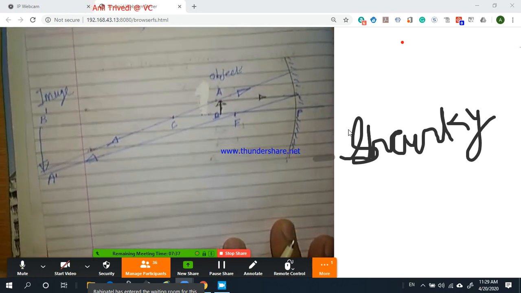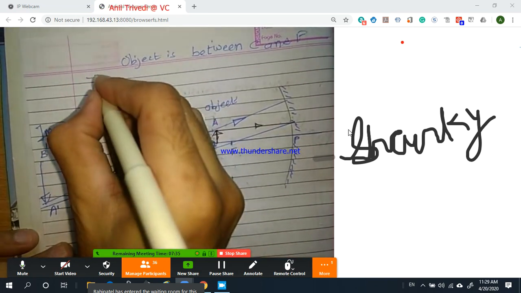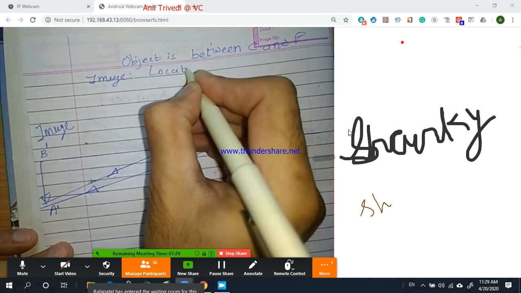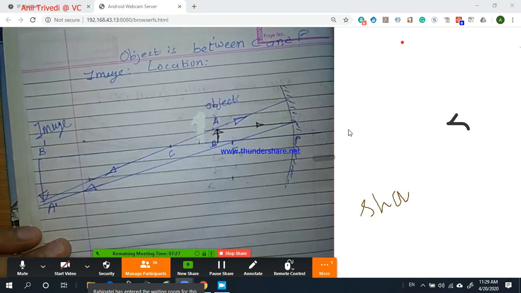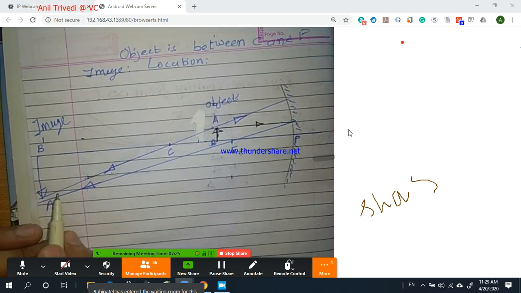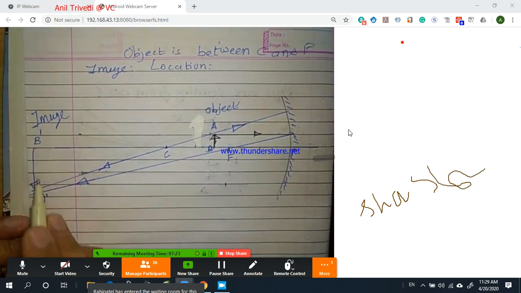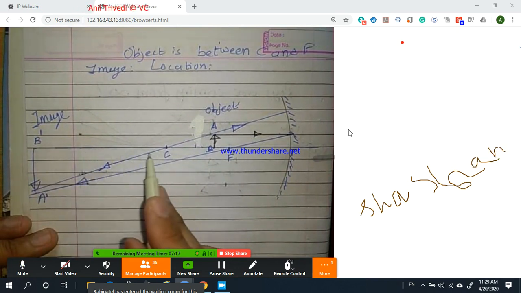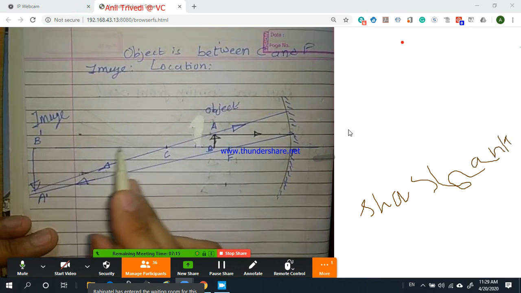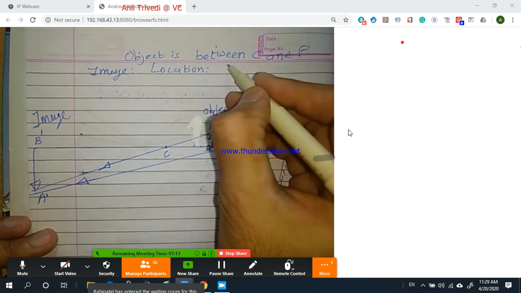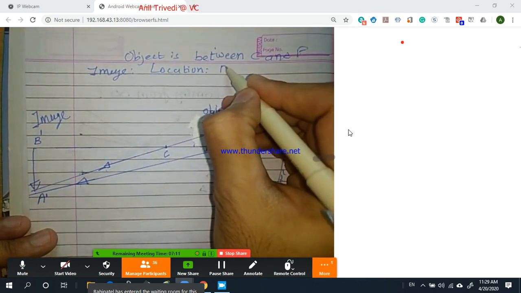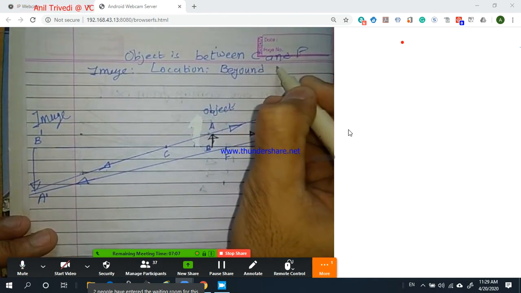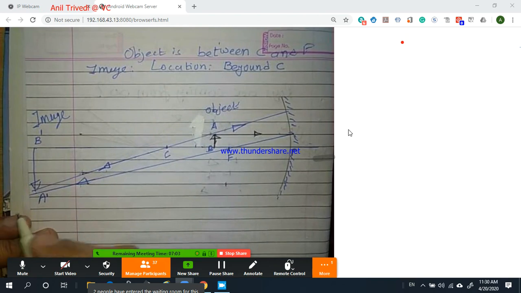Now what about the image location, where it is? This is the image and where is it? Shashank, we know you are present. This is beyond C. Sir, I am not writing this. I don't know who is writing. Maybe your friend. This is beyond C.